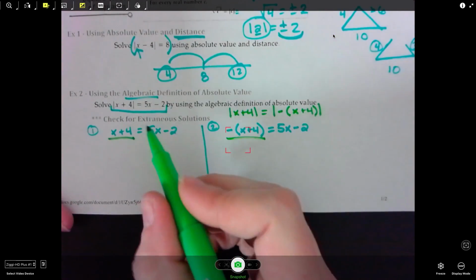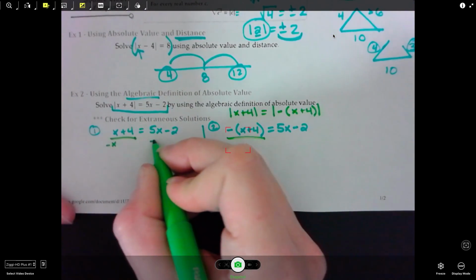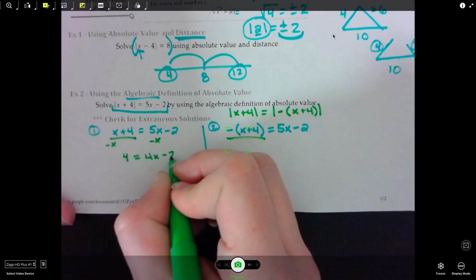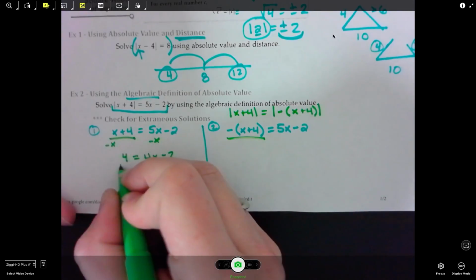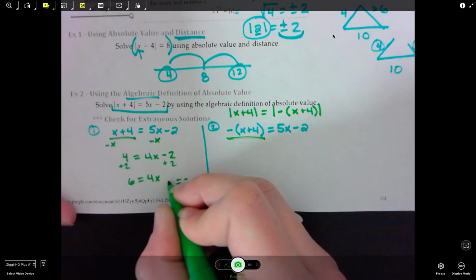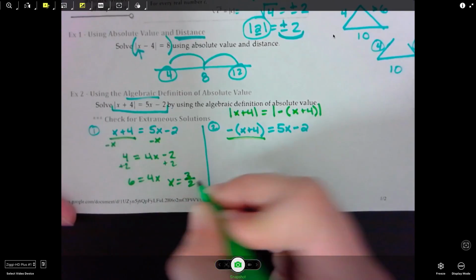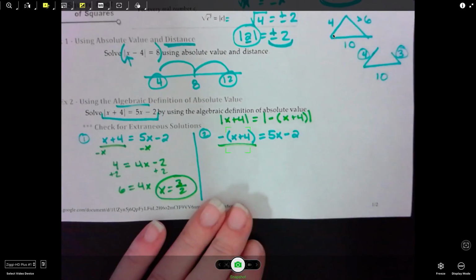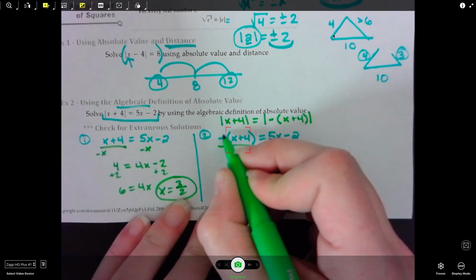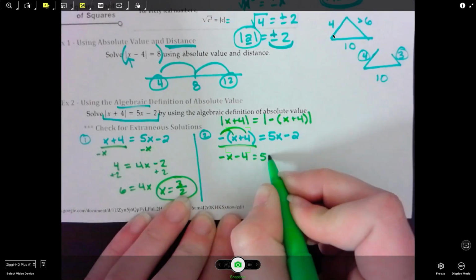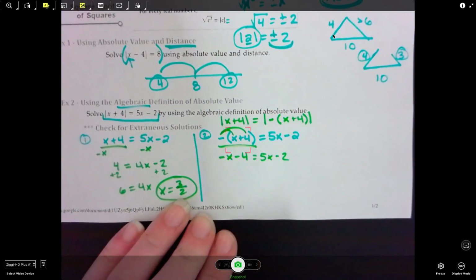All right? So if we solve this guy over here, if we subtract x from both sides, 4 equals 4x minus 2. Add 2 to both sides, so 6 equals 4x, and x equals 3 over 2. Okay, x equals 3 halves. Over on this side, if I distribute that negative, there'll be negative x minus 4 equals 5x minus 2.